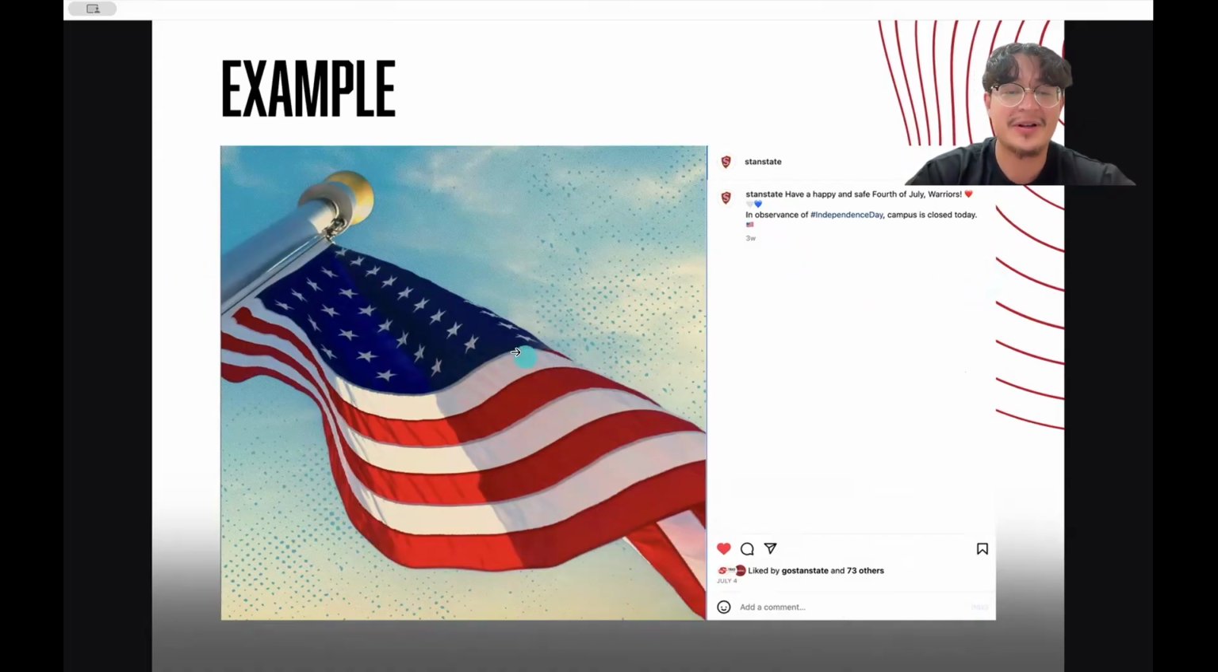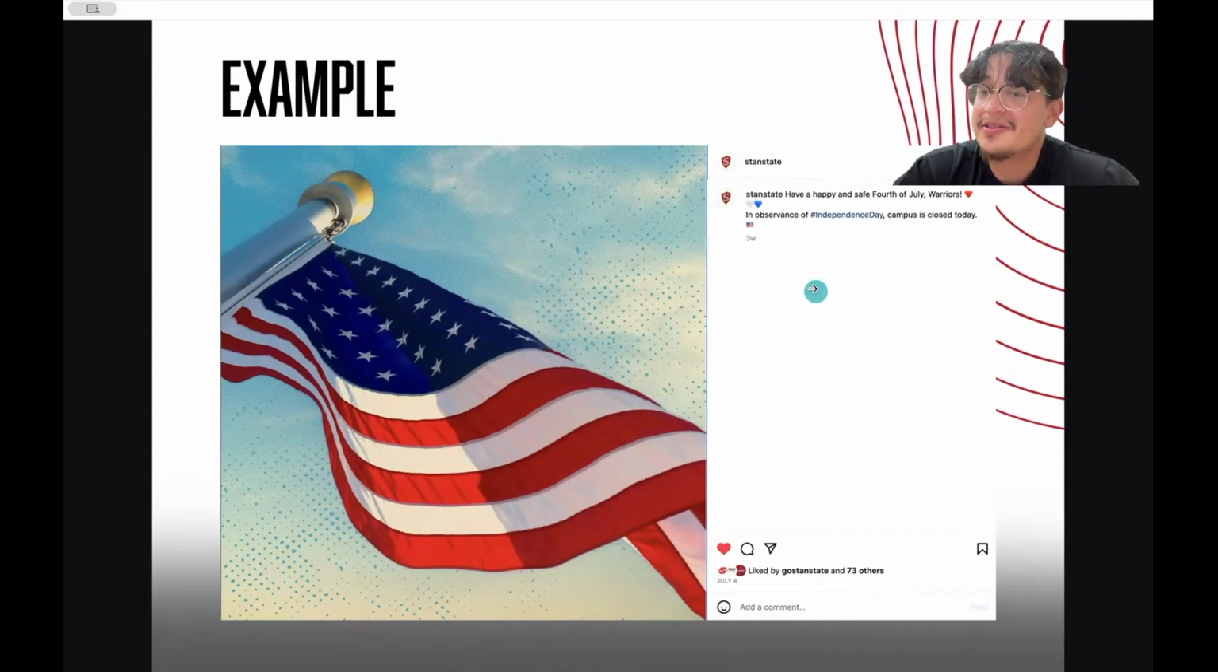As you can see, we have an American flag. There's no text whatsoever. However, we can kind of assume that this is a national holiday, perhaps Memorial Day, 4th of July, maybe Independence Day. Posts like these that are self-explanatory don't necessarily have to have text. Now let's look at the caption.